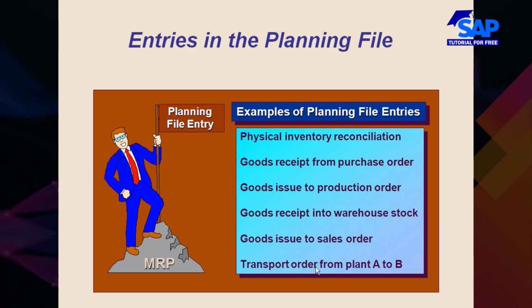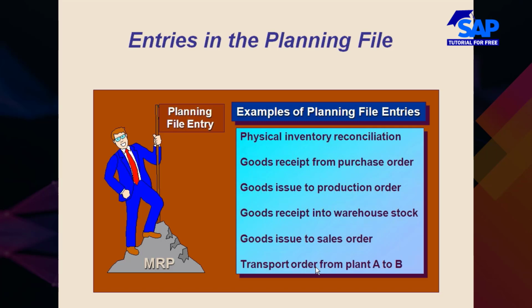Okay, let's take one example. Assume you are traveling tonight. While you are traveling tonight, as a part of your plan, you will make a list of items to be carried with you. Yes or no? Yes, sir. Similarly, within the plant, if you want to carry out MRP, which materials are to be considered for planning? That list is called planning file entries.